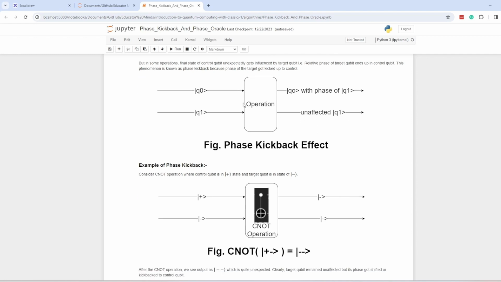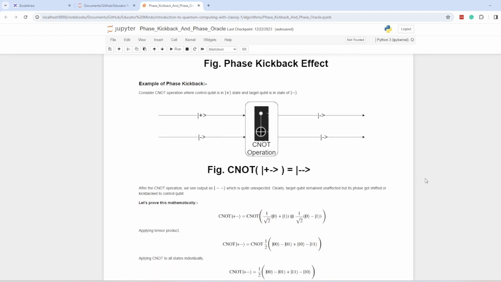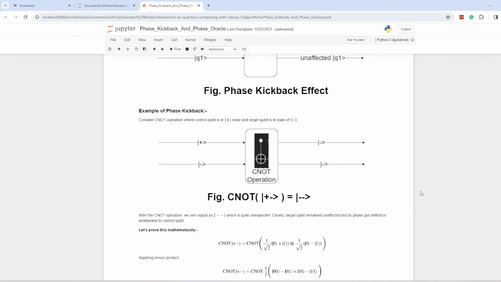So here we saw that when we apply this operation, q0 gets affected because of the phase of q1, and this q1 remains unaffected. We also saw this example that when we apply CX to the plus-minus state, this minus state affects this plus state and it becomes minus, but this minus state remains unaffected. Also, we saw its application in the phase oracle and the Deutsch-Jozsa algorithm.